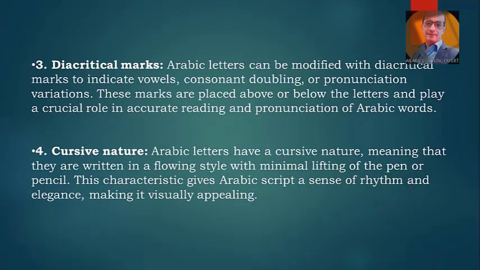3. Diacritical marks. Arabic letters can be modified with diacritical marks to indicate vowels, consonant doubling, or pronunciation variations. These marks are placed above or below the letters and play a crucial role in accurate reading and pronunciation of Arabic words.